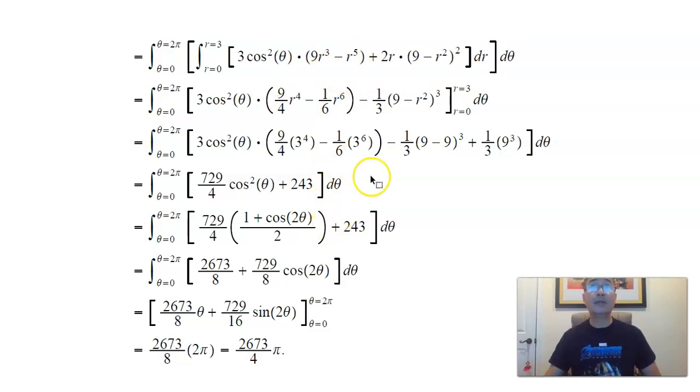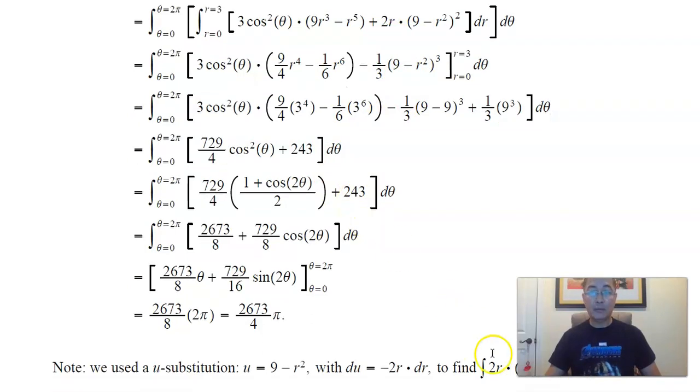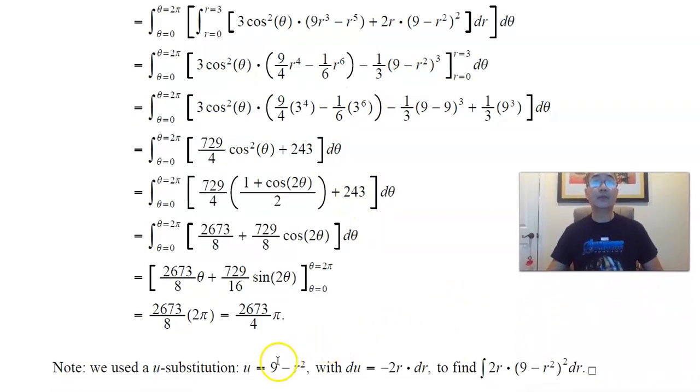So that's the easy part. What about the second part? That one, we need a small u substitution. If u is 9 minus r squared in here, then du is negative 2r dr. So how would you integrate positive 2r times this with the dr? You just lose the negative. How convenient. So we have negative u squared. So that will be negative 1/3 u cubed.